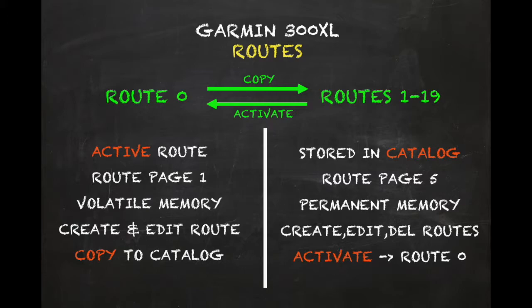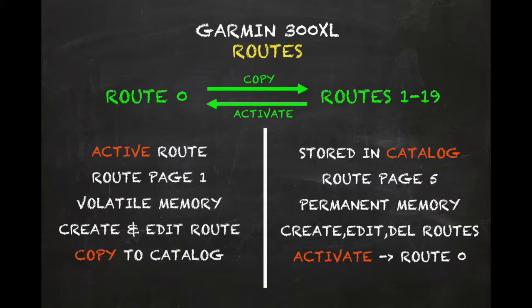One very important distinction is that the active route resides in volatile memory, which means that it will be erased when the unit is powered off. It will also be deleted when the route is overwritten by activating another route or when the active route is canceled. Unlike the active route, the catalog routes are stored in permanent memory and will not be erased when the 300XL is powered off. You can create and edit a route in both the active or catalog pages, but the catalog page offers a great deal more route options, as we'll see shortly.